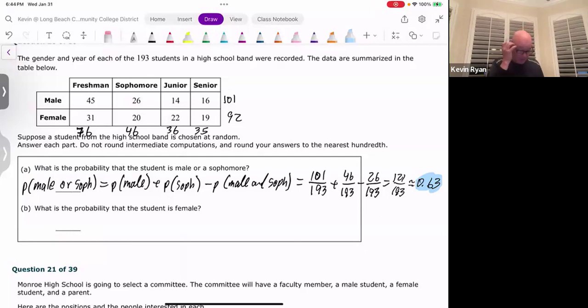What is the probability that the student is female? How many females are there? 92.